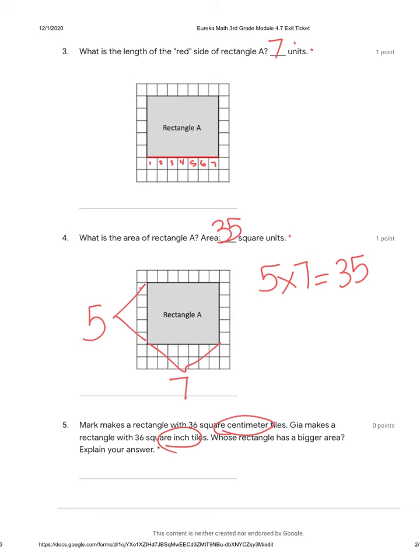Now, if you look at a ruler, is an inch or a centimeter bigger? Right, inches are bigger. So if there are 36 inches in a rectangle, that would be bigger than a rectangle that has 36 small centimeters. Okay, so Gia's rectangle would be bigger because it is in inches, and inches are bigger than centimeters.